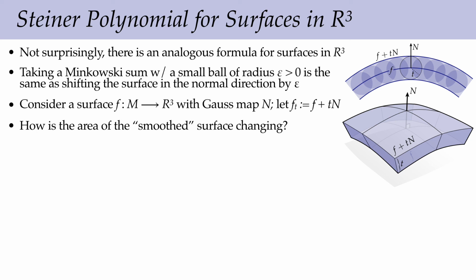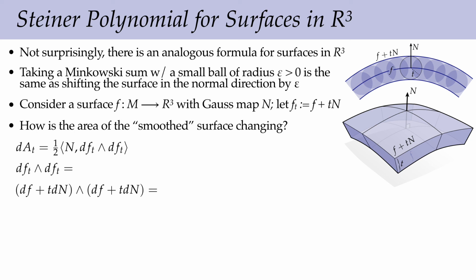So we can write down the area element at time t as, well, we take df wedge df. We know that that gives us twice N dA, so the inner product of N with df wedge df divided by 2 gives us the area element. Then df wedge df, expanding that a little bit, we can write that out as (df plus t dN) wedge (df plus t dN). We can just plug in our definition of this family of surfaces. If we distribute the wedge over addition, we get 4 terms, two of which we can combine. So we get df wedge df plus 2t df wedge dN plus t squared dN wedge dN.